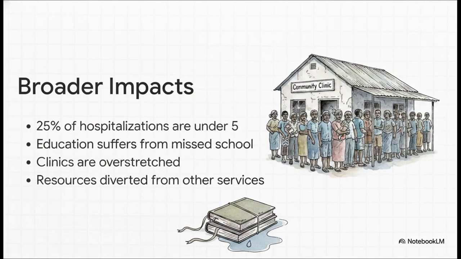And the "so what" factor here, the broader societal impact, is just massive. Children under 5 account for 25% of all hospitalized cases. Their cognitive development and education suffer greatly as they miss weeks of school due to illness. Meanwhile, local healthcare clinics become completely overstretched during those seasonal outbreaks, drastically reducing their capacity to treat any other diseases. This intense strain on both healthcare and education effectively cripples the country's long-term infrastructure.